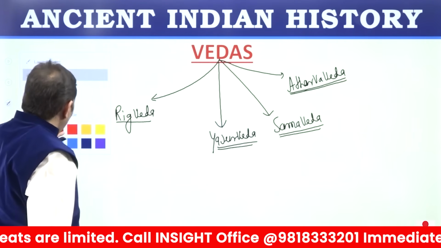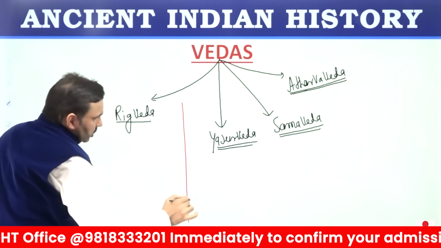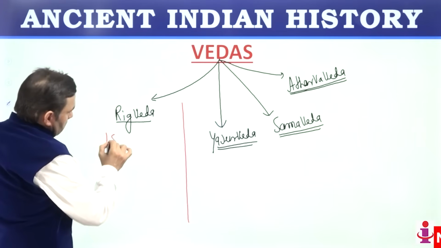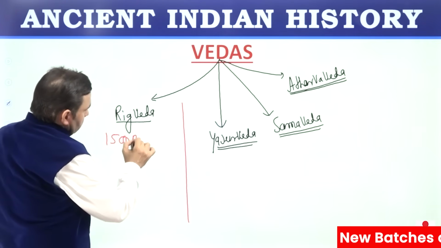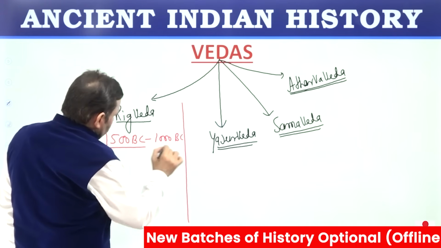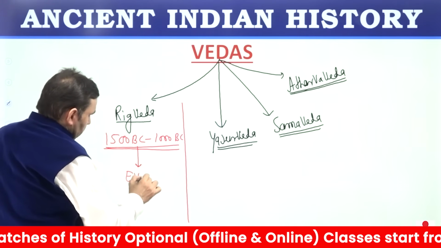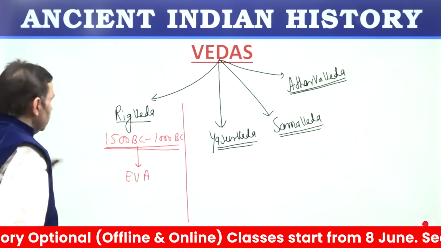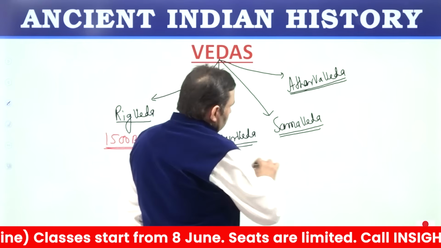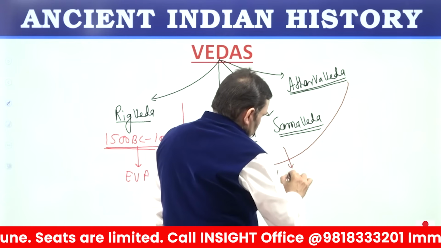Rigveda was composed, again try to understand the term composed, not written. Rigveda was composed during early Vedic age or in 1500 BC to 1000 BC. So Rig Veda provides information about early Vedic age. Yajurveda, Samaveda, Atharva Veda were composed during later Vedic age.